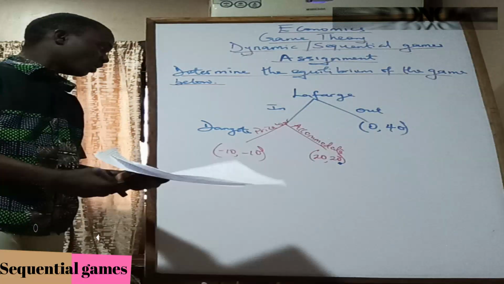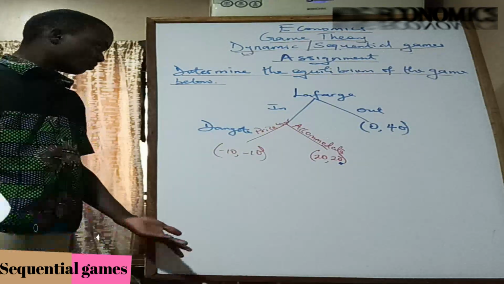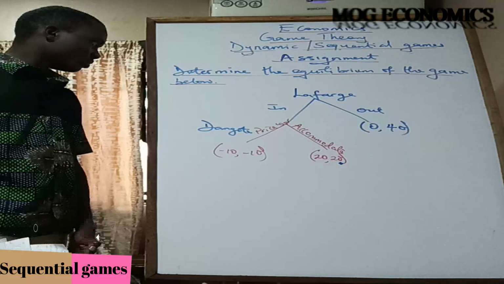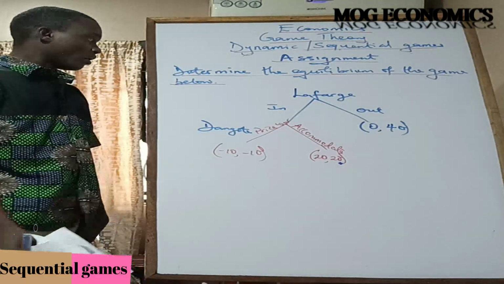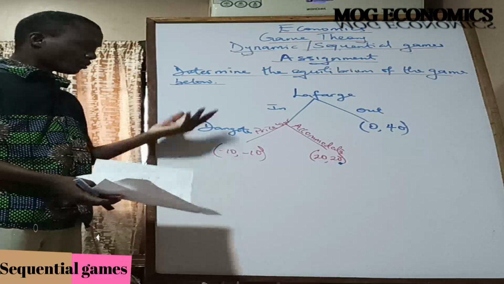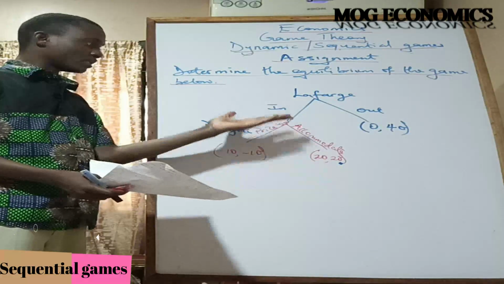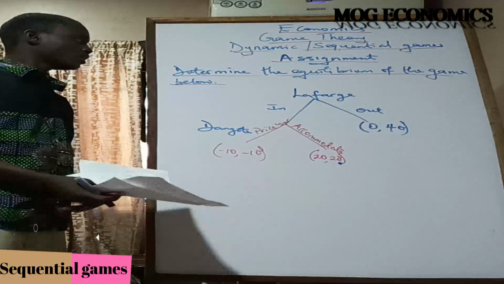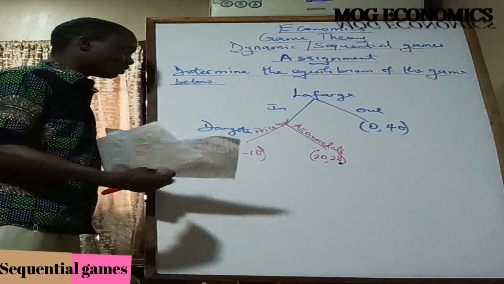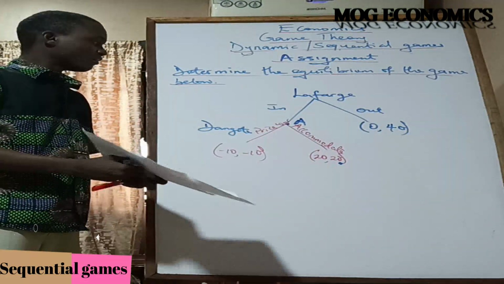Then what else? If Lafarge is staying out, Dangote is going to enjoy the whole thing, the whole 40. How about Lafarge? Okay, we've spoken about this: Dangote is definitely going to accommodate Lafarge if Lafarge should ever try to come in. Let me call the game at point A. So before that point, what would Lafarge do?